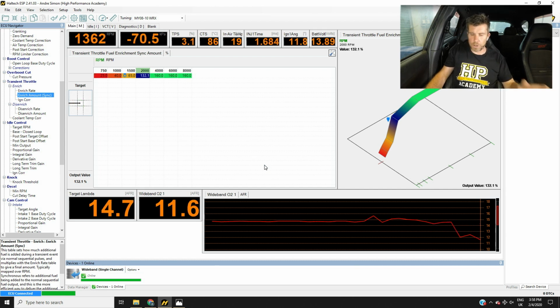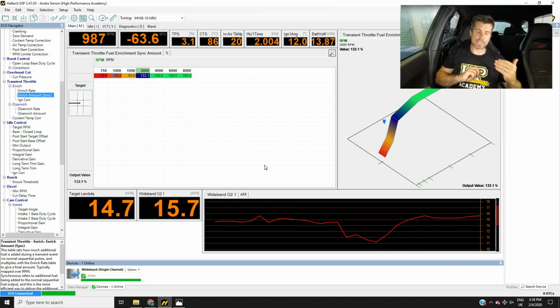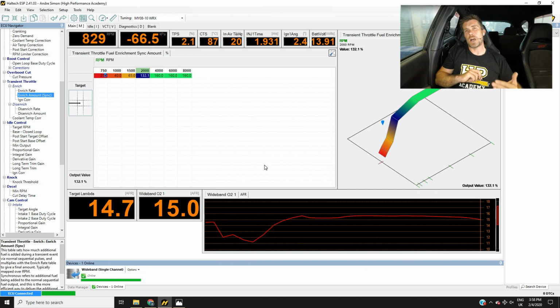Alright, so what we've got there, we do have a little bit of improvement. Again, I can't pause it. We see that slight lean spike, moves rich. Probably, if anything, our decay time could be increased slightly more. But again, at this point, I am still getting nice crisp response.